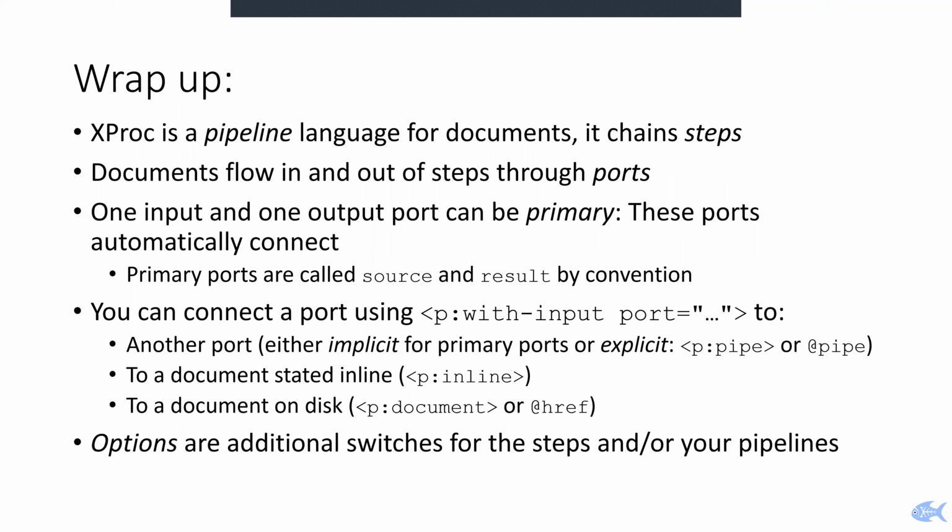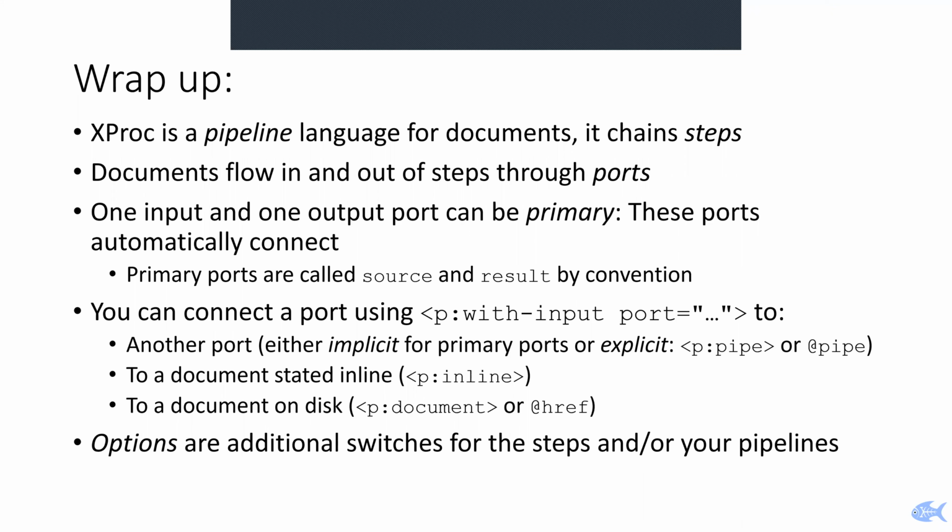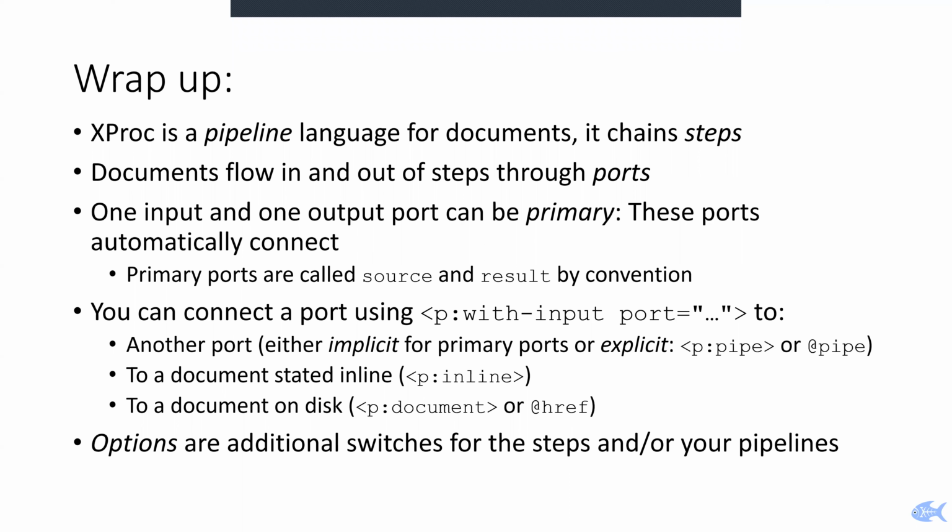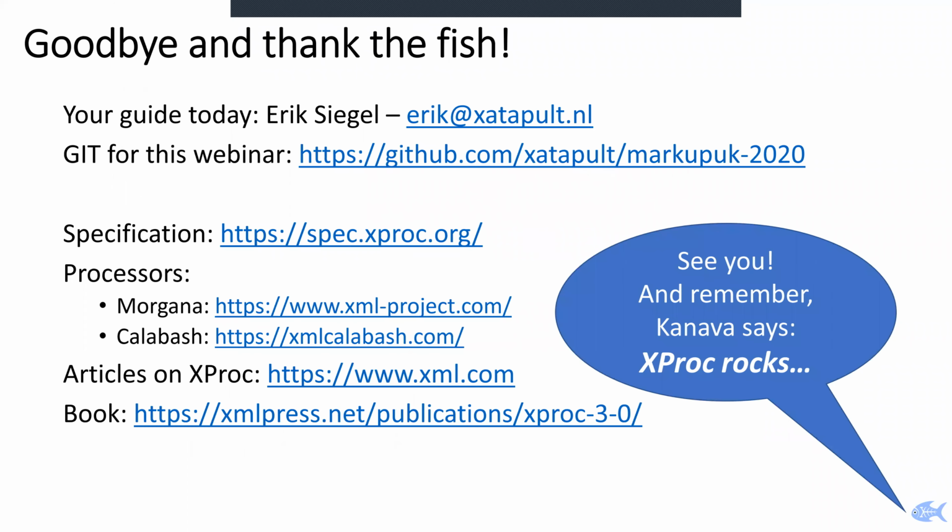And you can connect a port explicitly to another port, that will be done implicitly if you don't do anything, or explicitly by giving it a pipe element or a pipe attribute, to a document inline or a document on disk. And we have options which you can use as parameters to your pipelines to change their functionality. So that was it.